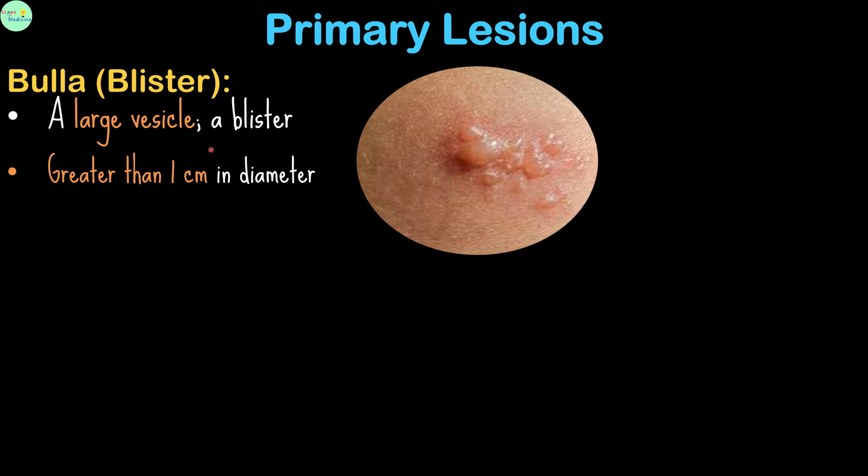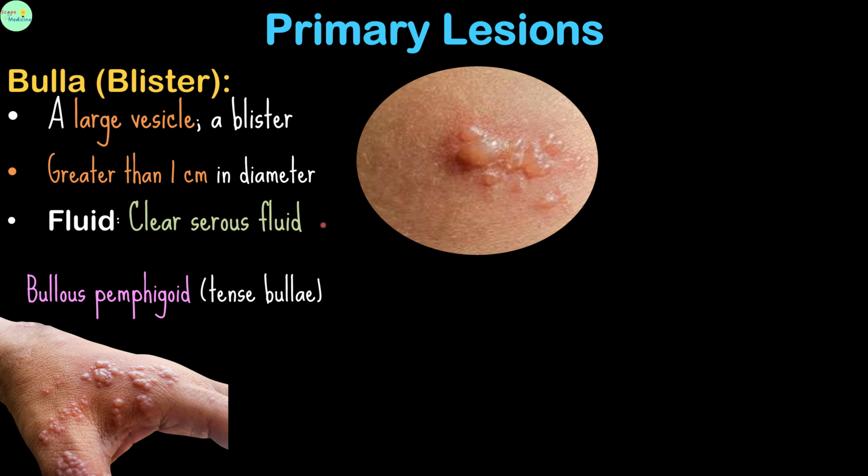A bulla, commonly called a blister, is a large vesicle greater than 1 centimeter in diameter. It also contains clear fluid. Examples include the tense bullae of bullous pemphigoid, bullae from a second-degree burn, and a simple friction blister.